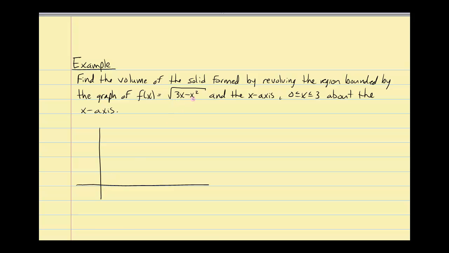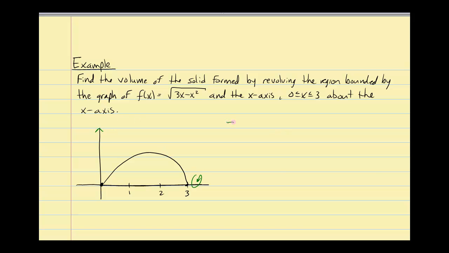So if I plug a 0 in here, I get a 0 back out. And if I plug a 3 in there, I get a 0 back out. And I know it's a parabola that opens down, so I'm guessing that it looks something like this. Now if we want to plot more points, we can. Now I'm bounded below by the x-axis. I'm only interested in this between 0 and 3, and I want to rotate this about the x-axis.